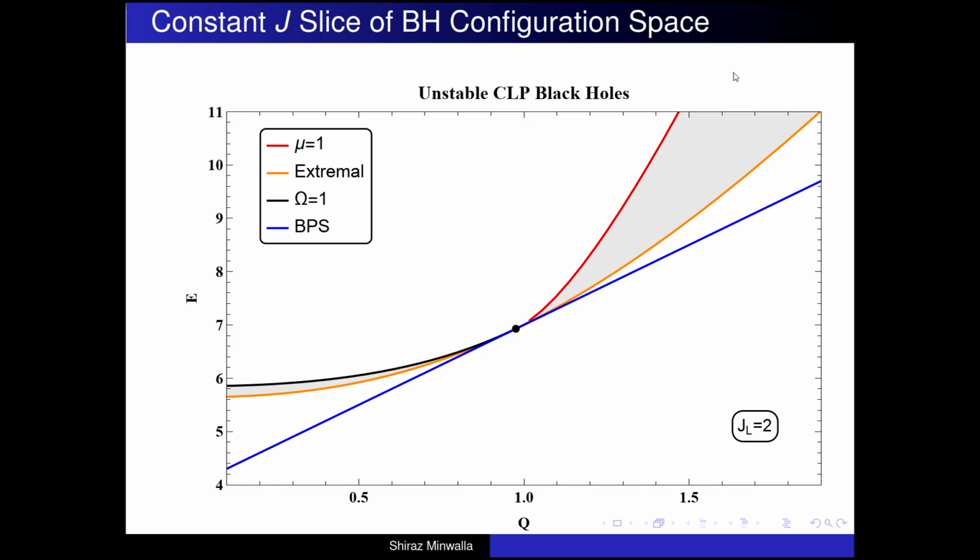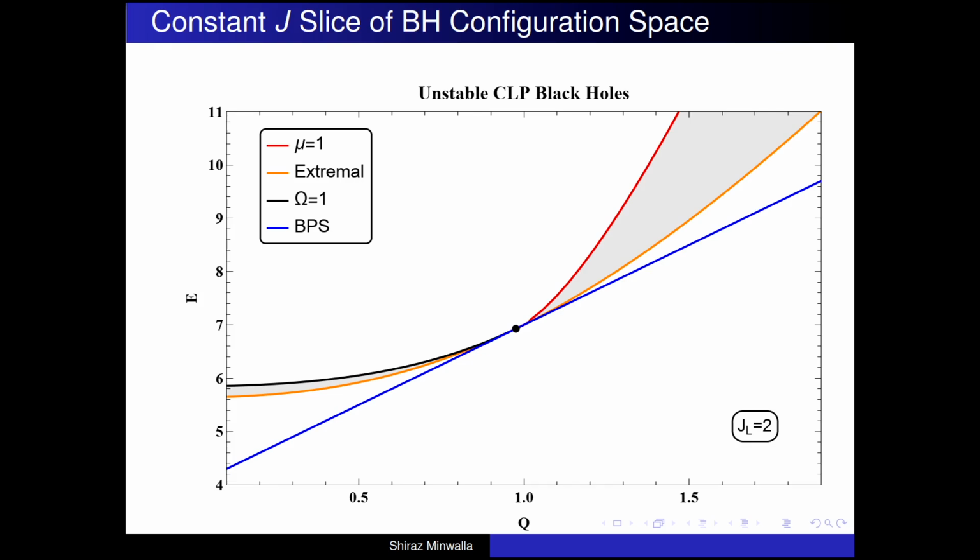Okay? I've drawn a constant J slice of this plane here, and you find something nice. You find that all of these 4 surfaces meet at a point in this plane, but that's true at every plane, so they all meet at a line. And this line is the line of Gutowski-Reall supersymmetric black holes. Okay? Everywhere under the black curve is superradiant unstable, and everywhere under the red curve is dual giant graviton unstable.